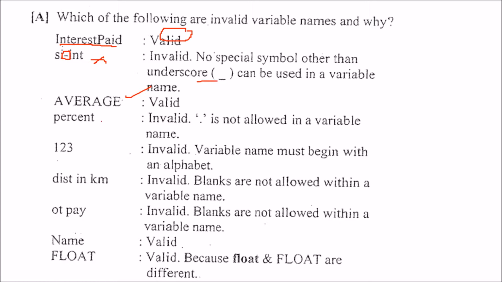Now here, if you assume that there is a decimal point or a dot here, this is invalid because of the dot. 1, 2, 3 is invalid because the name should start with either an alphabet or an underscore. These two are only allowed. A variable name beginning with a number is not allowed. Dist in km, because there are blank spaces here, it is not allowed. OTP, again blank space.